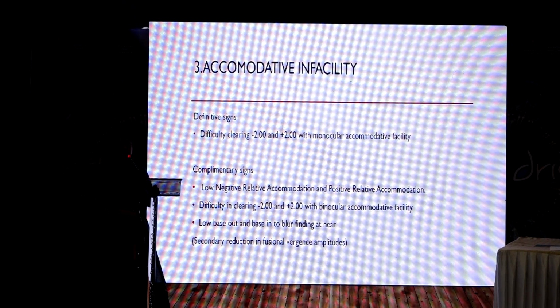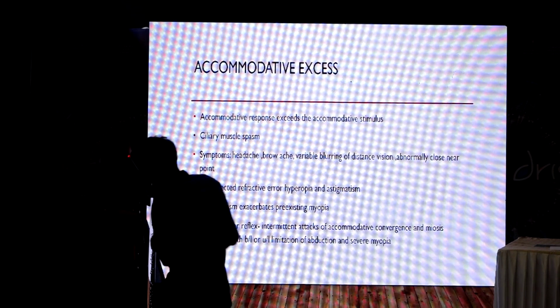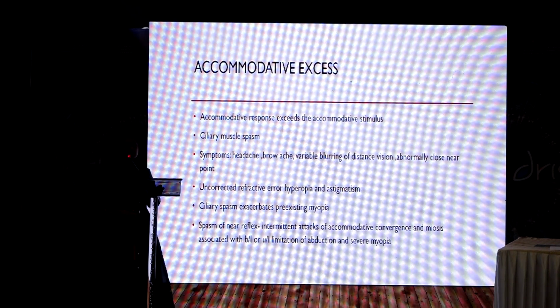So the definitive sign is difficulty in clearing -2 and +2 with monocular accommodative facility testing, and complementary signs would include a low negative relative accommodation and positive relative accommodation, and difficulty clearing minus and plus with binocular testing also. And a secondary fusional problem can also be associated. The treatment of accommodative infacility would be vision therapy.